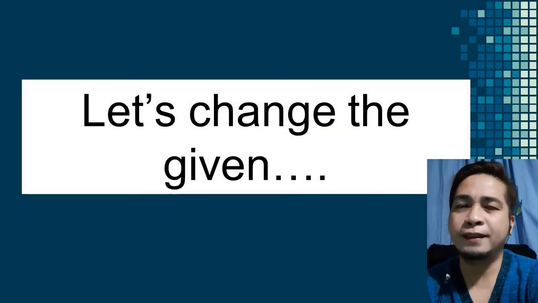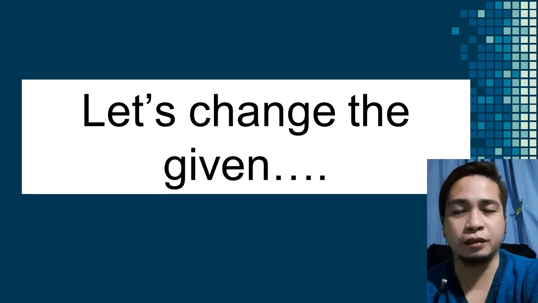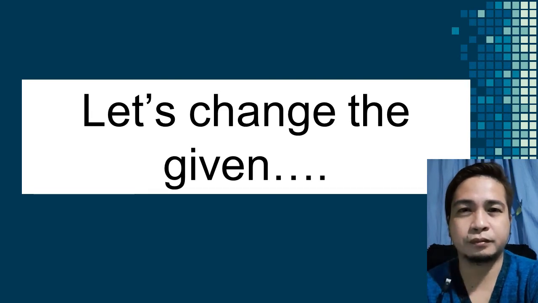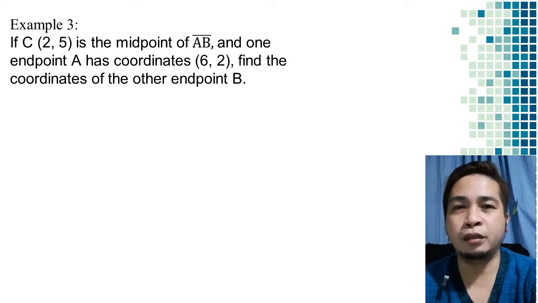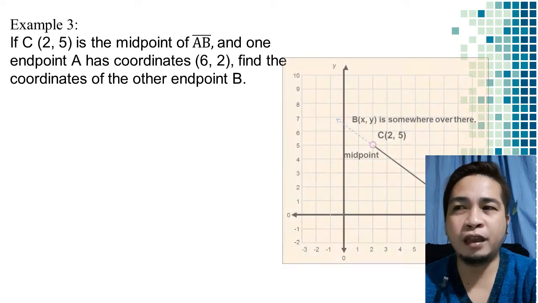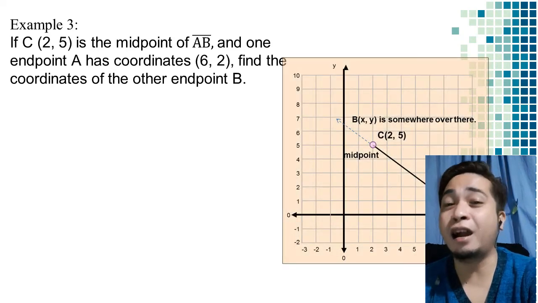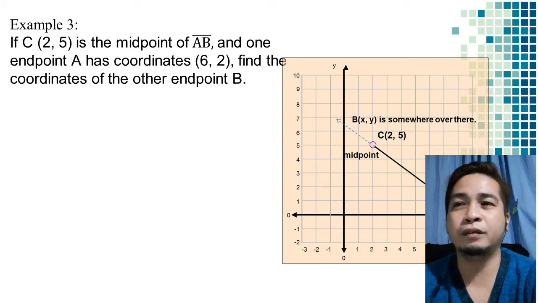Okay, so let's change the given. For example number 3, if point C, (2, 5), is the midpoint of line segment AB and one endpoint A has the coordinate of (6, 2), find the coordinate of the other endpoint B.